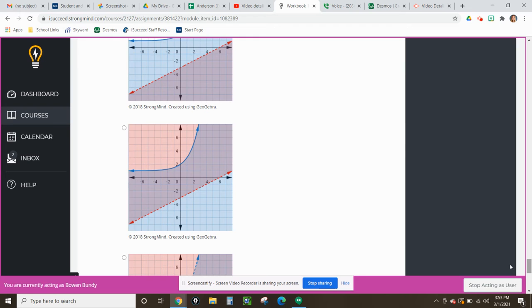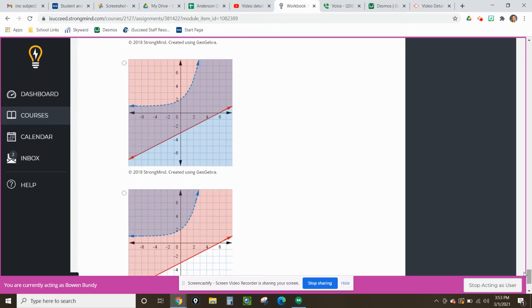So here I have, again, a dashed line. We don't want a dashed line. We want a solid line. So let's keep looking. Okay, so I have a solid line here, and I have a solid line here. Okay, that's good. And I have a dashed curve and a dashed curve. So these two are contenders, but now we need to figure out the shading.